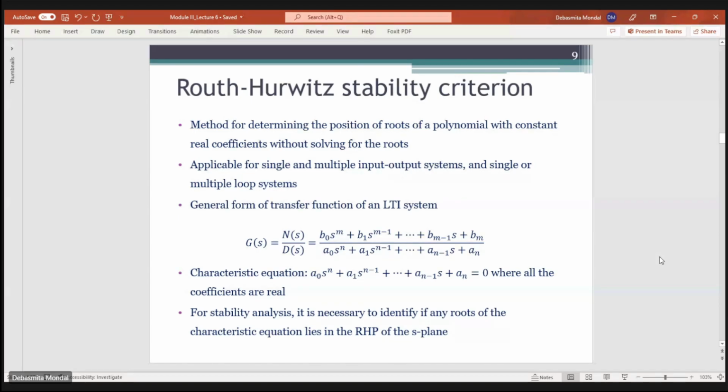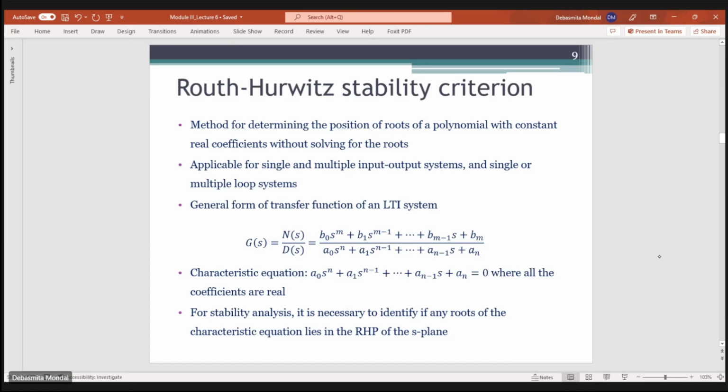Now, if you know the roots of the characteristic equation, that means the poles of the system, then from the position of the poles you can say that if the poles are lying on the left half of the S-plane, the system will be stable. If they're lying on the right half of the S-plane, the system will be unstable. So here, just by analyzing the characteristic equation, we'll find out whether there are any roots lying on the right half of the S-plane.